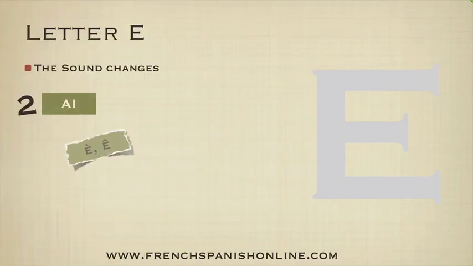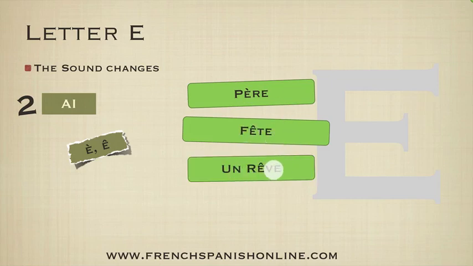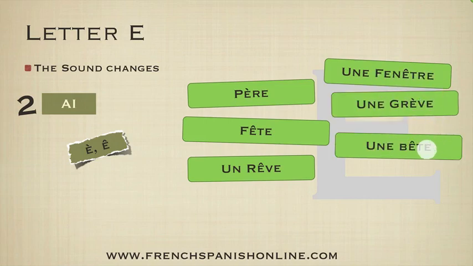Again the sound E, when this time we have a grave accent or a circumflex accent on the letter E. Un père, a father, R, as you can see, and we don't pronounce the final E, so we have père. Une fête, a party. Un rêve, a dream. Une fenêtre, so the same word, so here, because of the circumflex accent, this E is E, fenêtre. Une grève, a strike. Une bête, a beast.